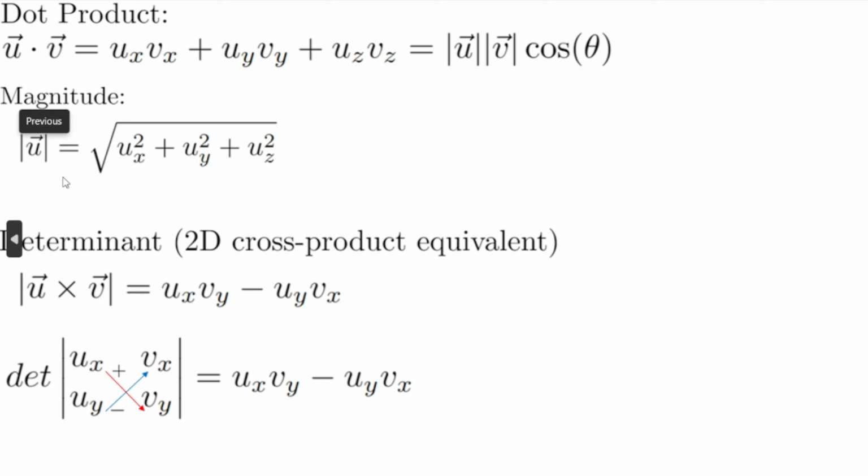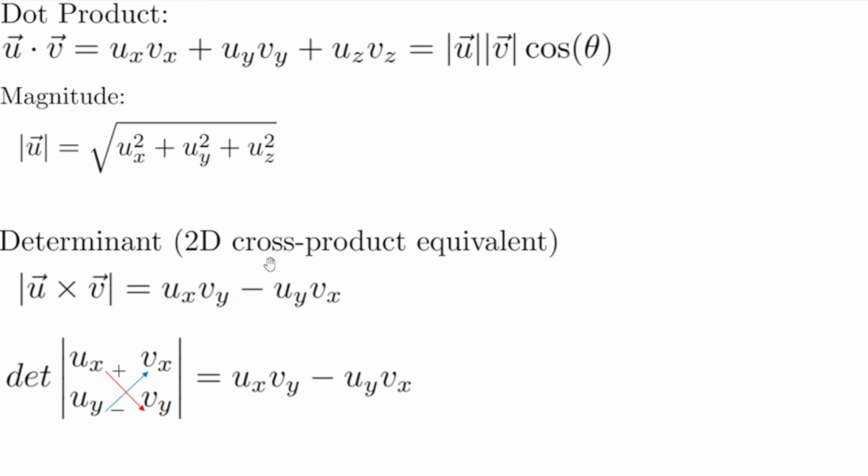The magnitude of u, in absolute value symbols, is equal to the square root of ux squared, which is the x-axis value, plus uy squared, which is the y value, plus uz squared. You can consider it as a point, except it's not a point. Ux, uy, uz are the coordinates of the point, and that point, together with the origin, defines the direction of the vector, and the distance from that point to the origin defines the magnitude or the length of this vector.